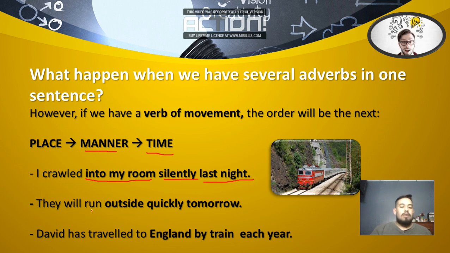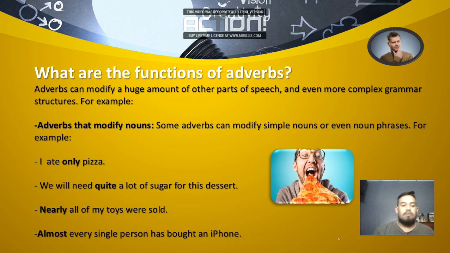The next, they will run outside quickly tomorrow. Outside is my adverb of place. Then we have quickly as my adverb of manner, and finally tomorrow as my adverb of time. David has traveled to England as my adverb of place, by train as my adverb of manner, and finally each year. Okay. What are the functions of adverbs?